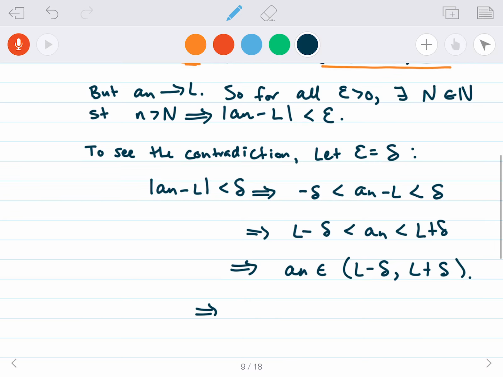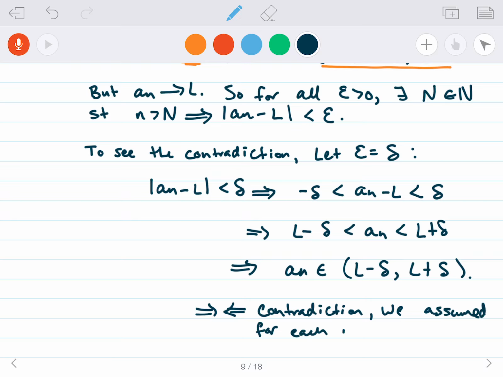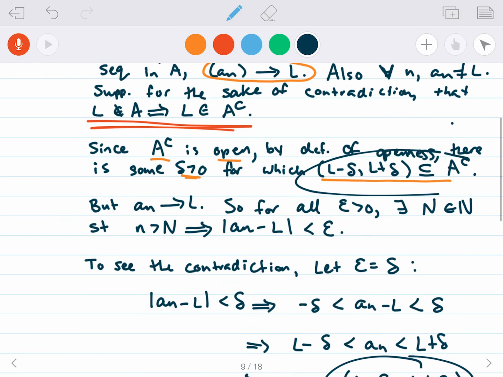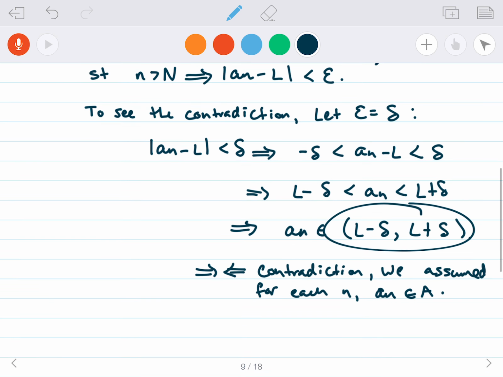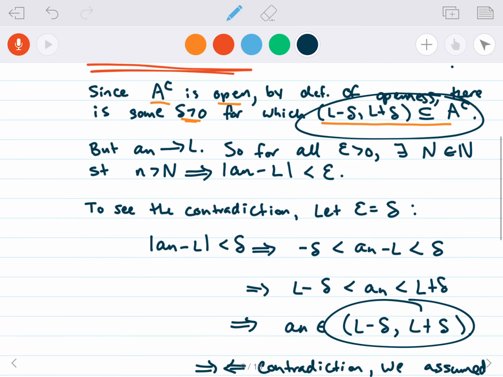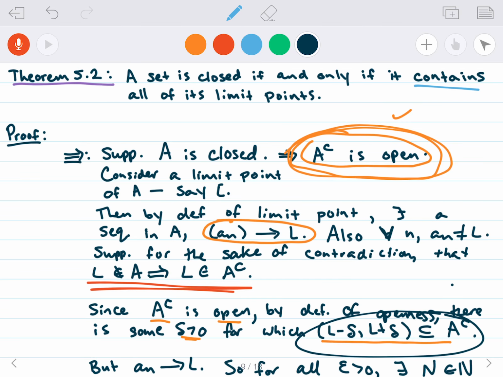Okay, and this is a contradiction. This is a contradiction because we assumed for each n, A sub n was in A. But A sub n is here, and that is completely contained in the complement of A. Okay, it's not in A. It's completely contained in the complement. So that's our contradiction. Okay, so this direction is done. So we've shown that closed implies that it contains all of its limit points.